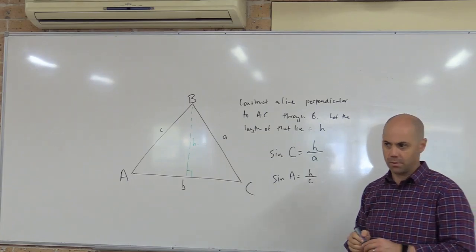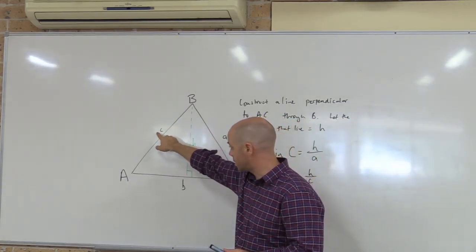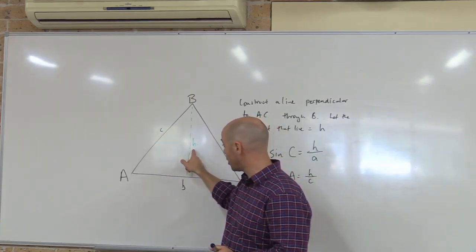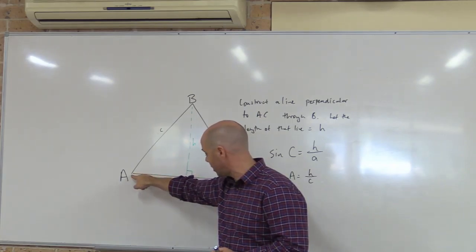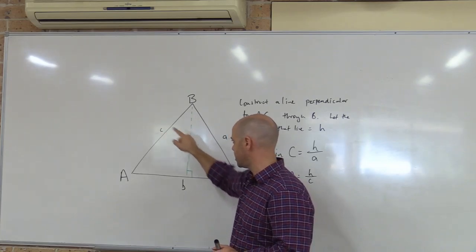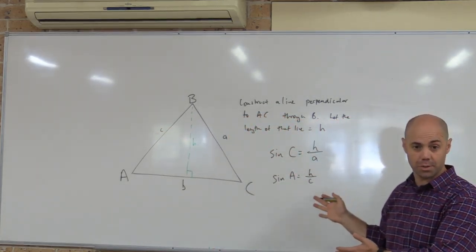Alright, can everyone say that too? Yeah. So on this left-hand side, we've got this side here, and this side here, that's the shorter side, that's our hypotenuse. And that shorter side is opposite to this angle here. So sine of that angle is opposite over hypotenuse, h over c. Sine of A is h over c. Everyone happy with those two statements?